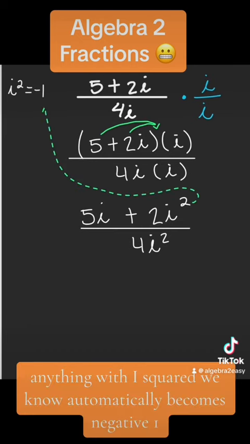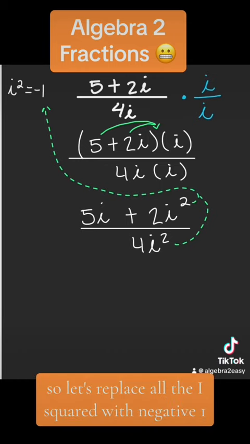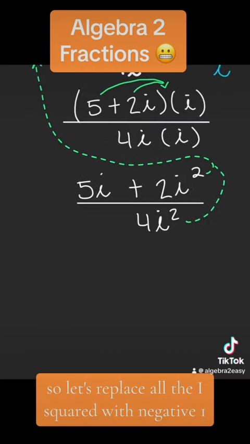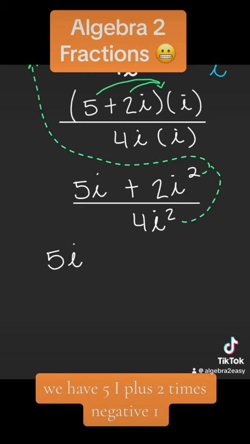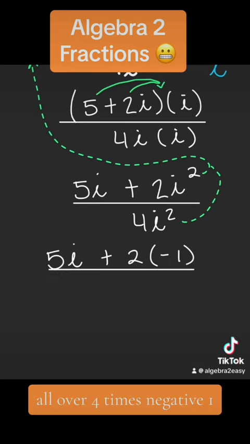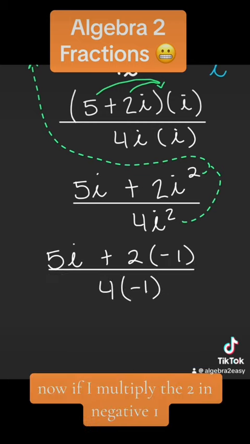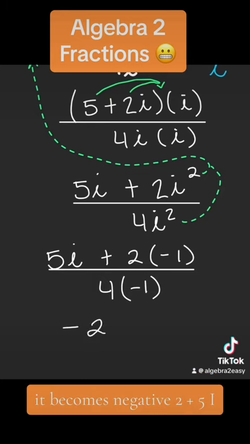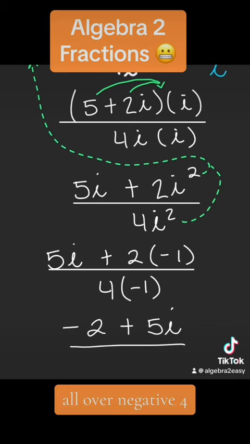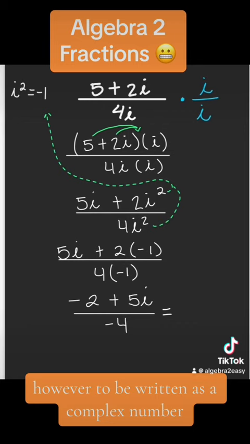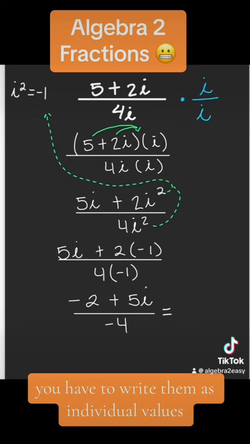Anything with i squared, we know automatically becomes -1. So let's replace all the i squareds with -1. We have 5i plus 2 times -1 all over 4 times -1. Now if I multiply the 2 and -1, it becomes -2 plus 5i all over -4. However, to be written as a complex number, you have to write them as individual values.